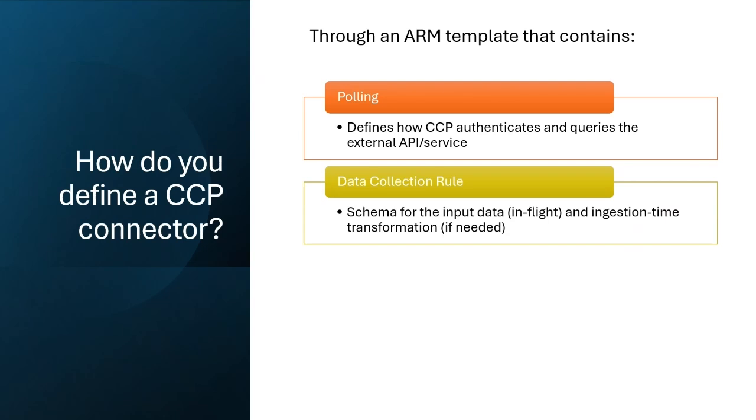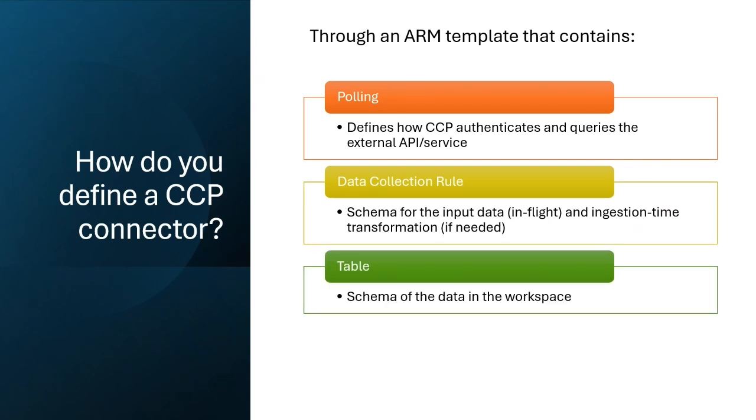So do I need to transform the data so it matches what Log Analytics supports or expects? So that's what we're going to be finding, this data collection rule component. Then we have to define the table. This is where the data is going to be written in the workspace, right? And that has a schema, right? So I have to define that schema of the data within the workspace so it matches what I need, right?